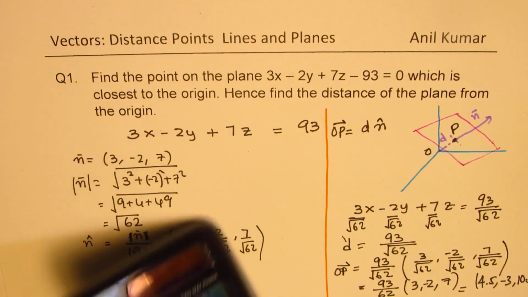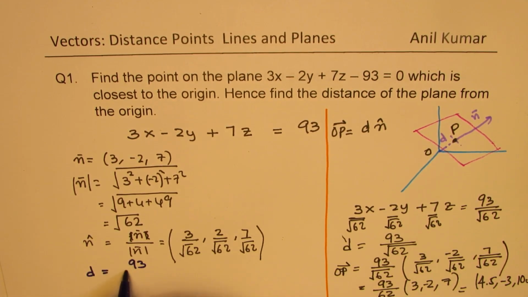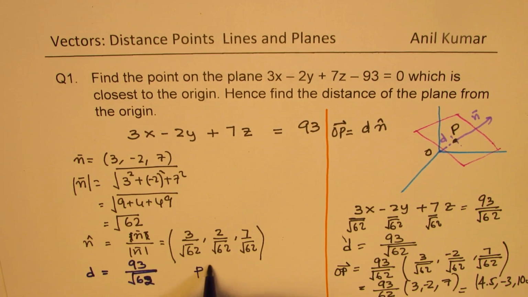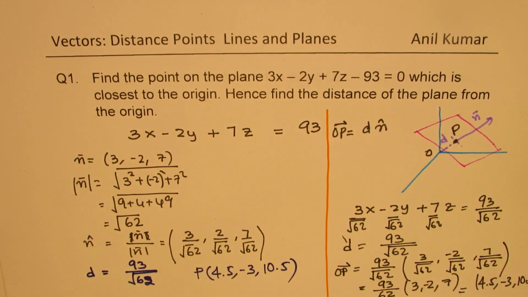That becomes the point P, correct? So now we can write down both the answers. Our answer being that the distance D is basically equal to 93 over square root of 62, I'm sorry, 62, right? And the point P, which is closest, will be 4.5, minus 3, 10.5. Is that clear to you? So that is how we can answer the very first question. I hope the steps are absolutely clear, right?